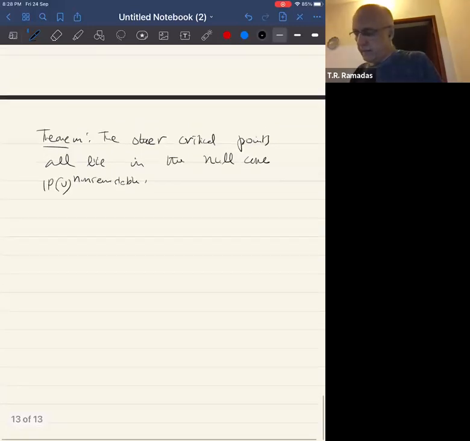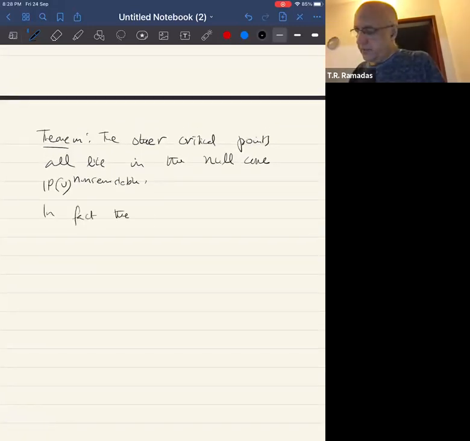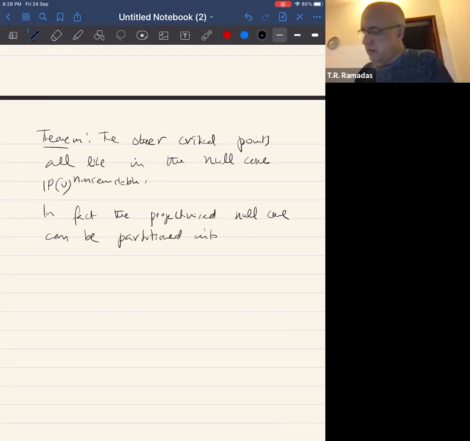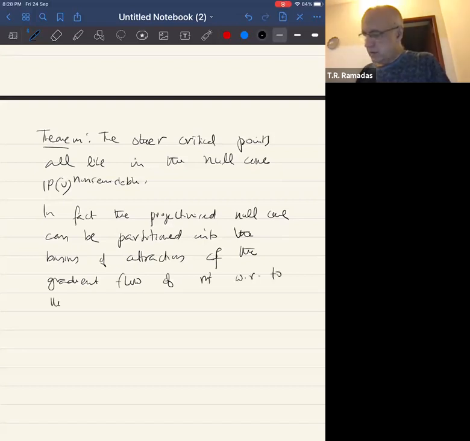In fact, the projectivized null cone can be partitioned into the basins of attraction of the gradient flow of m squared with respect to the Riemannian metric given by the Kähler form.